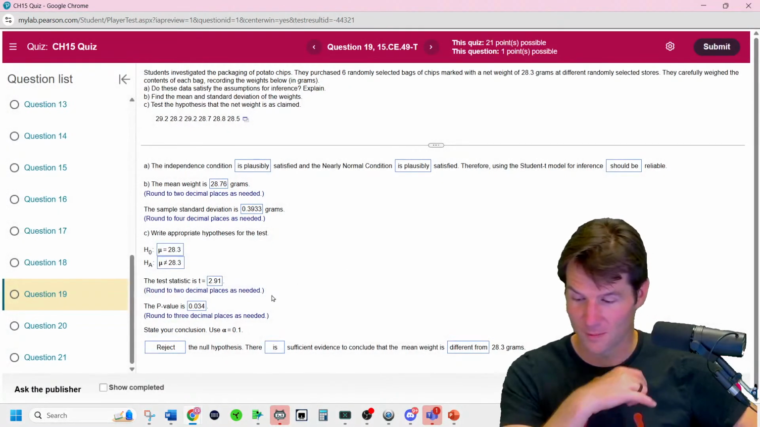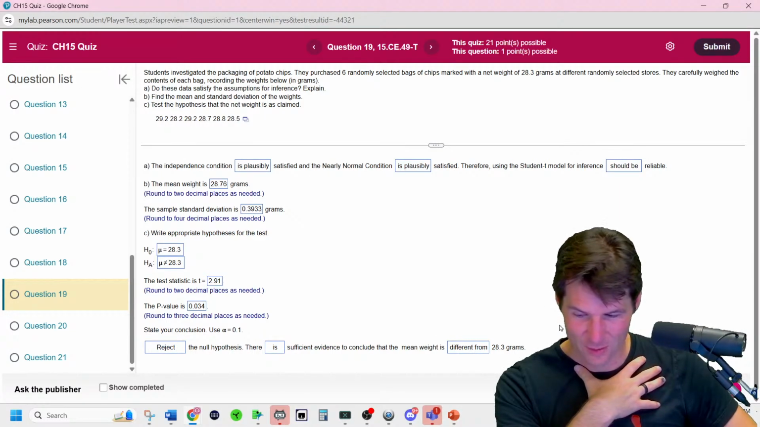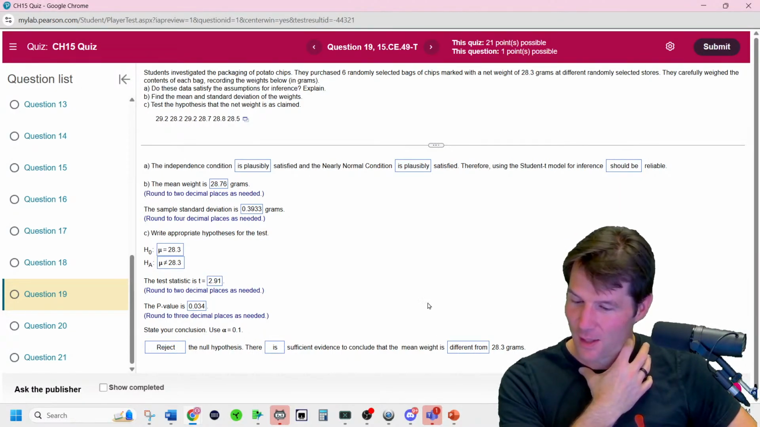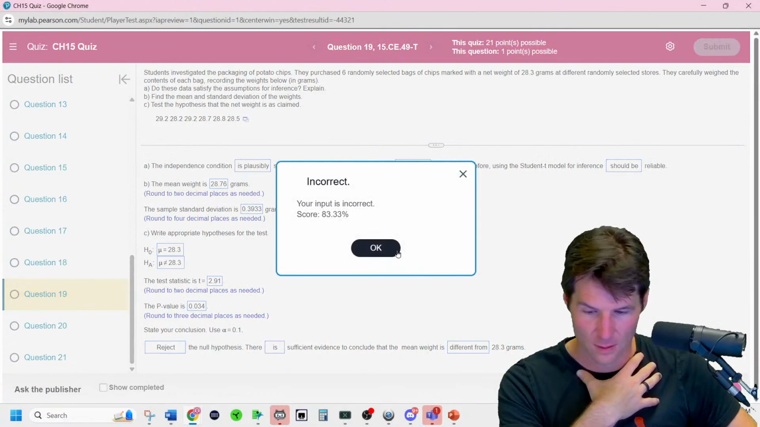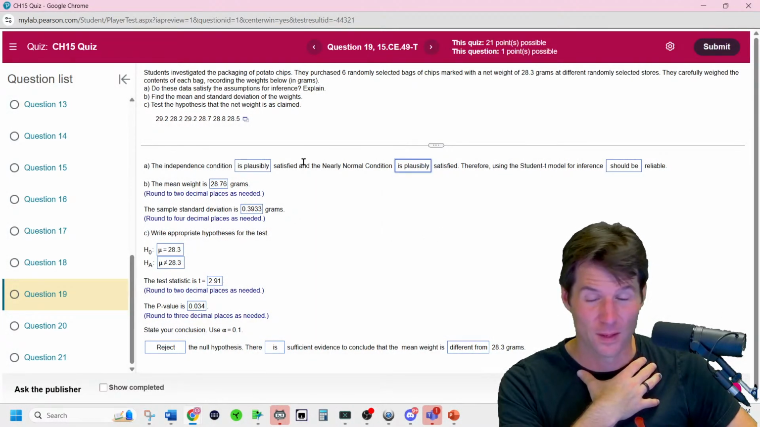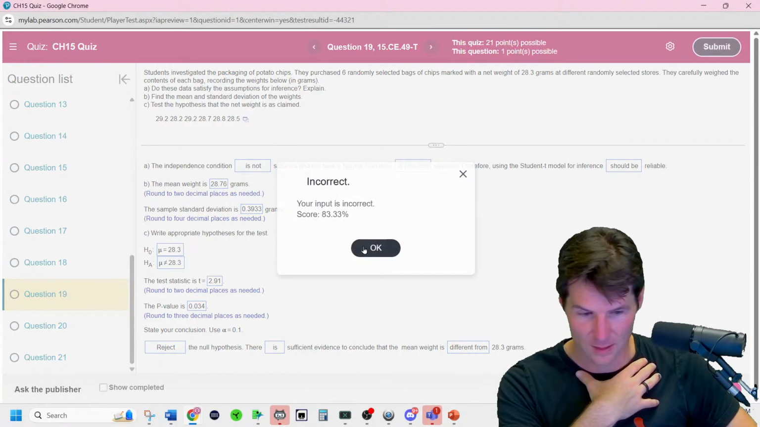And we got one other thing wrong. We reject the null. There is evidence to conclude it's different from. And we are doing that. Who sees the other thing? We did plausibly. I think I say it's no way they're saying it's not. That's good.